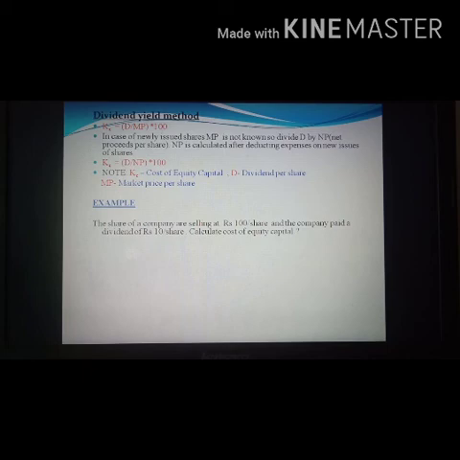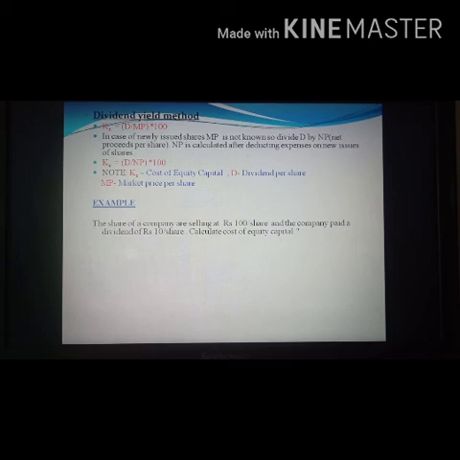You must keep that in your mind. Normally in the dividend yield method, KE is equal to D by MP. In the case of newly issued shares, the market price will not be given. So in those cases, instead of MP, we must use the next formula: for newly issued shares in which the market value is not given, KE is equal to D divided by NP into 100.